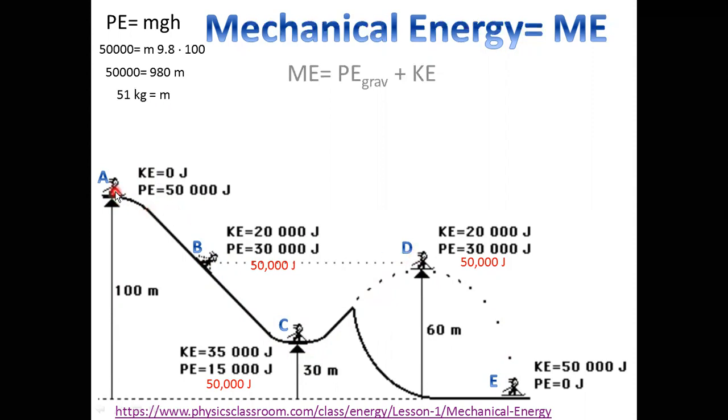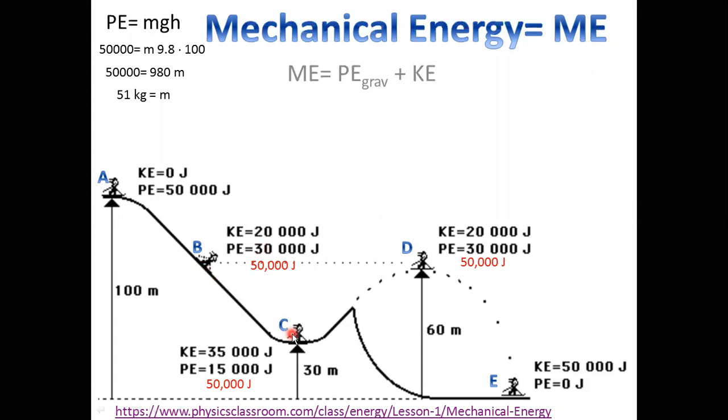Well, what's going to happen is as the skier begins to ski, let's imagine he gets to point B. A fair amount of that potential energy has now been converted to kinetic energy, but the sum still adds up to 50,000 here. So 30,000 joules of potential energy still exists because he's still off the ground, 20,000 of those original 50,000 joules of energy are now kinetic energy.